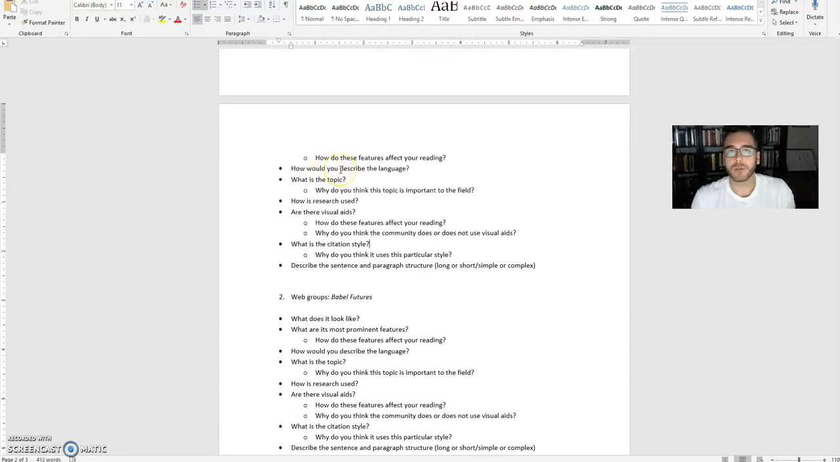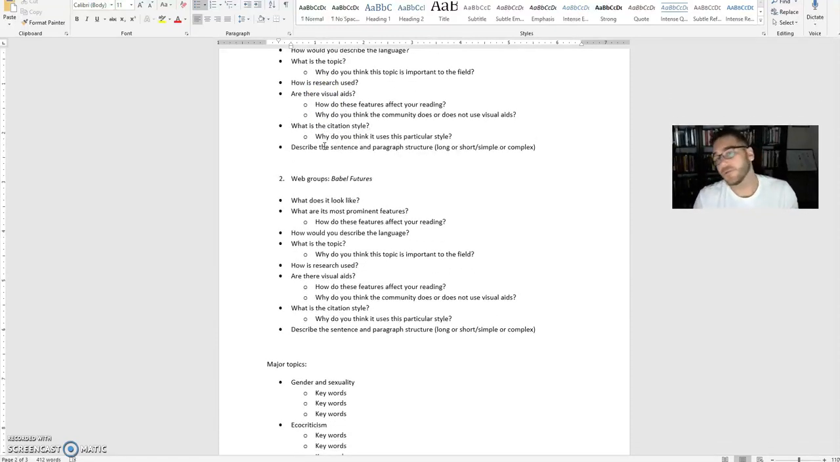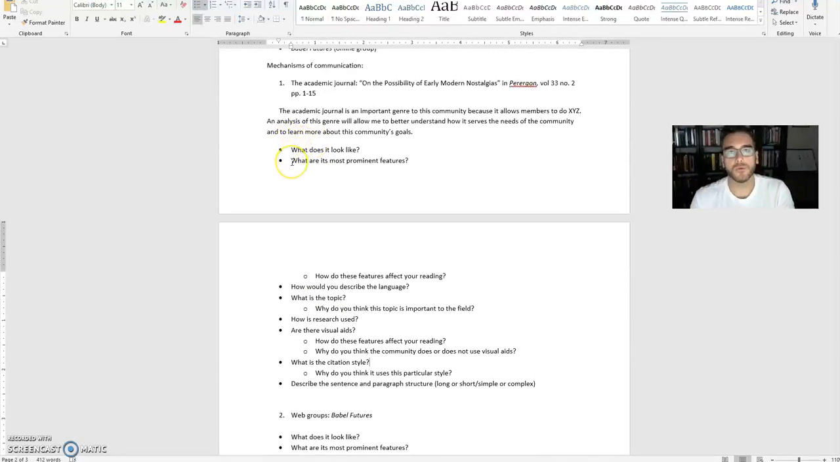How would you describe the language? Is it very community specific? Is there a lot of jargon in there? What topic are they talking about? How is research used? Do we see extensive research and footnoting, stuff like that? Are there any visual aids like charts, graphs, pictures? What kind of citation style do you think they're using? APA, MLA? And describe the sentence structure. Long, complex sentences, short, very succinct sentences, stuff like that. And so use these questions as a way to start to describe what you see when you look at this genre. And that is how we will analyze it to start.